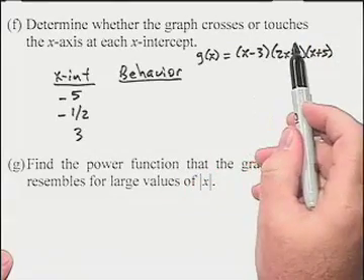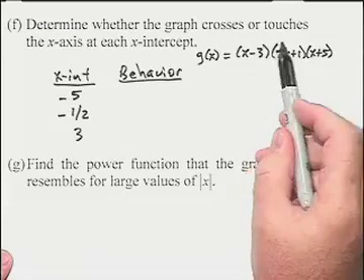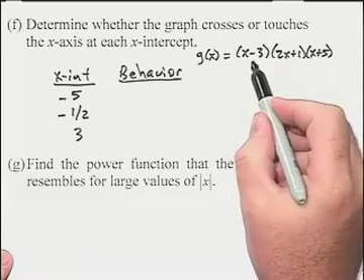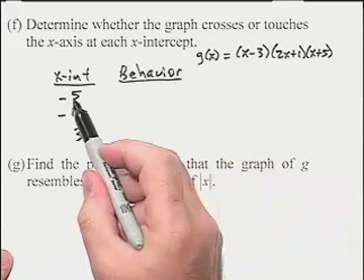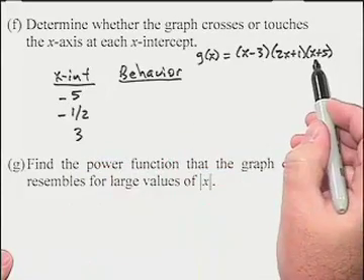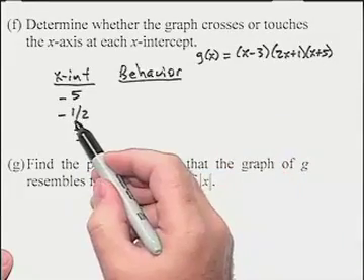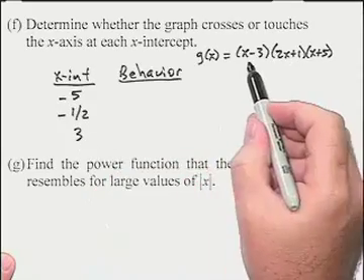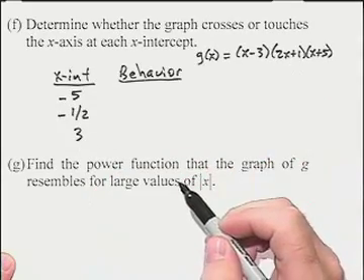If we look at the exponent in each of these factors, we see that the exponents are all 1, which is an odd number. Each of these factors gives us one of our x-intercepts. The negative 5 comes from the factor x plus 5. The negative 1/2 comes from the factor 2x plus 1. And the 3 comes from the factor x minus 3.